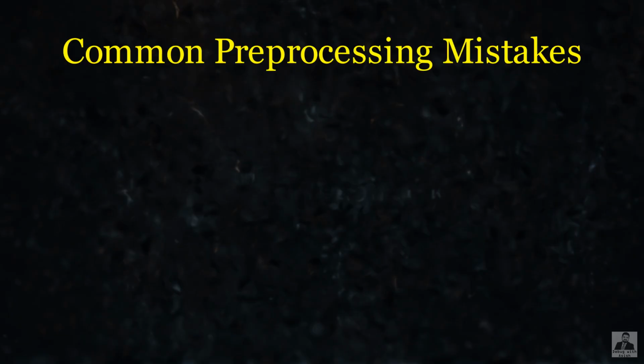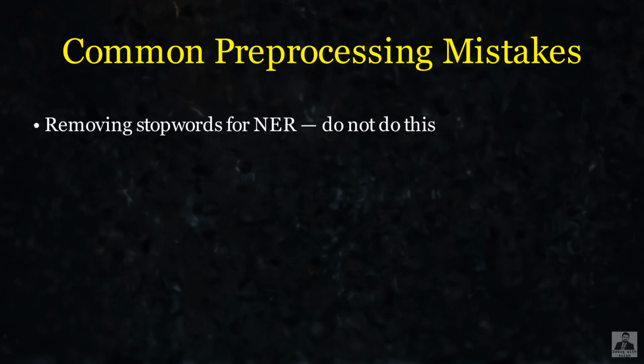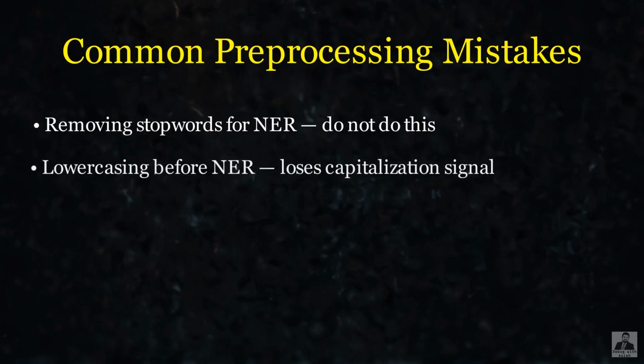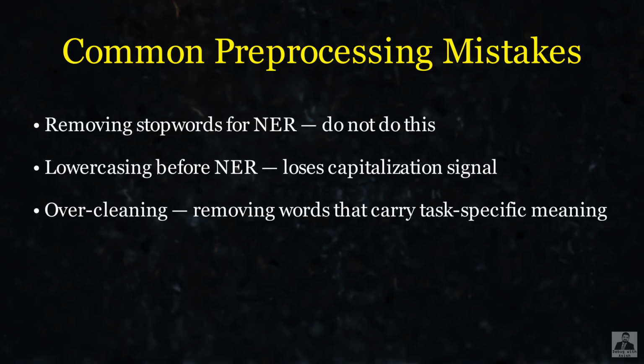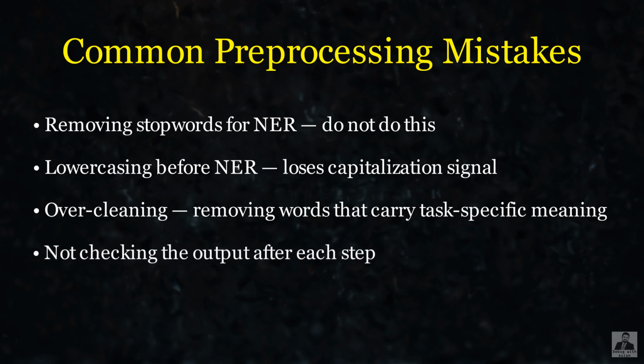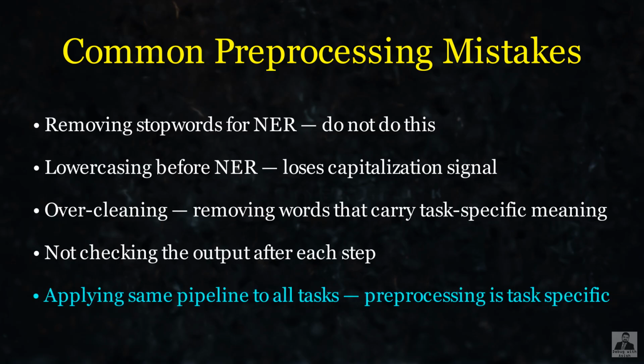Pre-processing is a custom build, not a universal template. While removing stopwords aids sentiment analysis, it sabotages named entity recognition, or NER, by erasing boundary markers like the. Similarly, lowercasing destroys the capitalization signals that differentiate London, the city, from informal usage. Because overcleaning can strip away vital task-specific vocabulary, you should inspect each step's output individually before finalizing your pipeline. Ultimately, design your pre-processing to serve your specific objective rather than following a generic recipe.